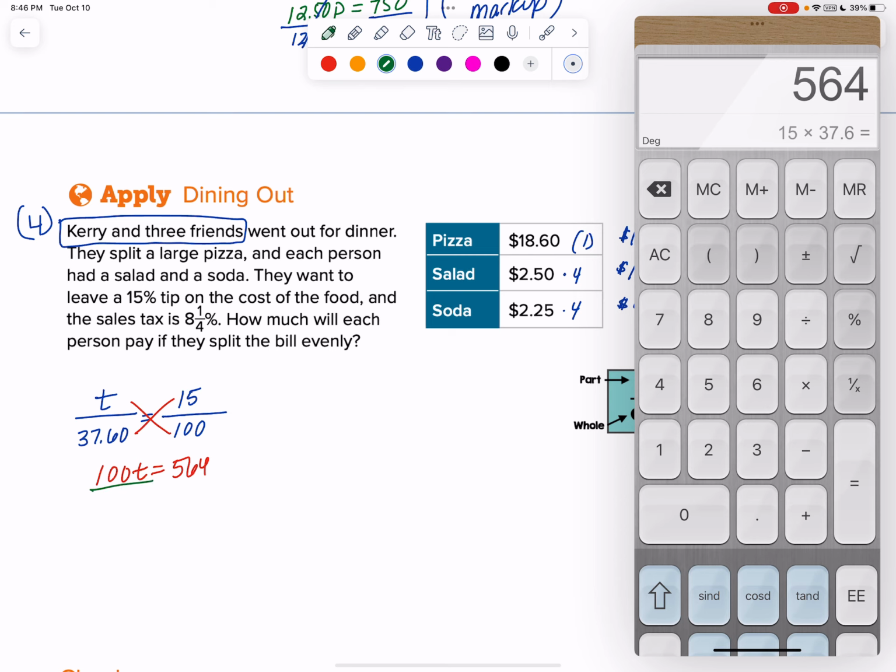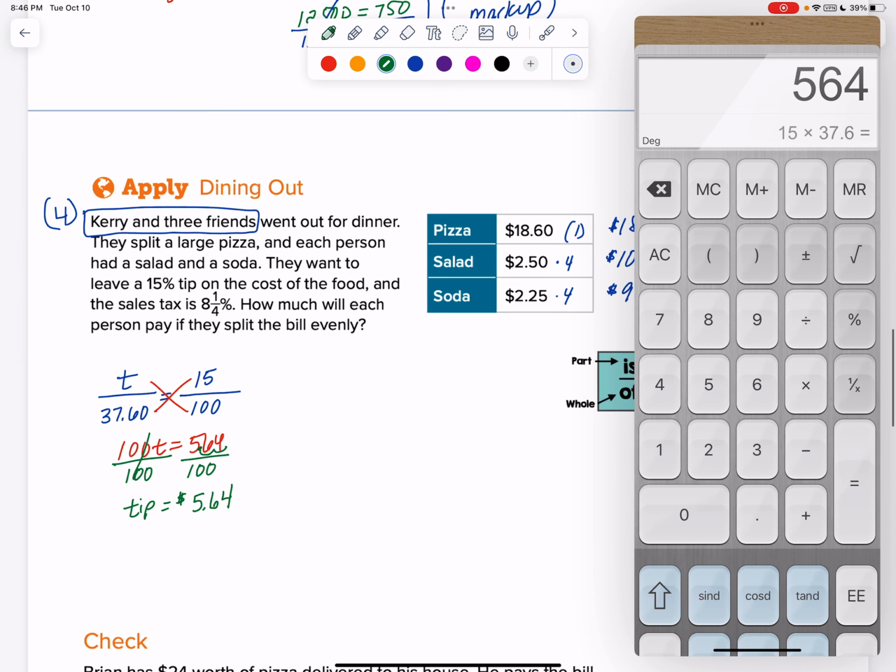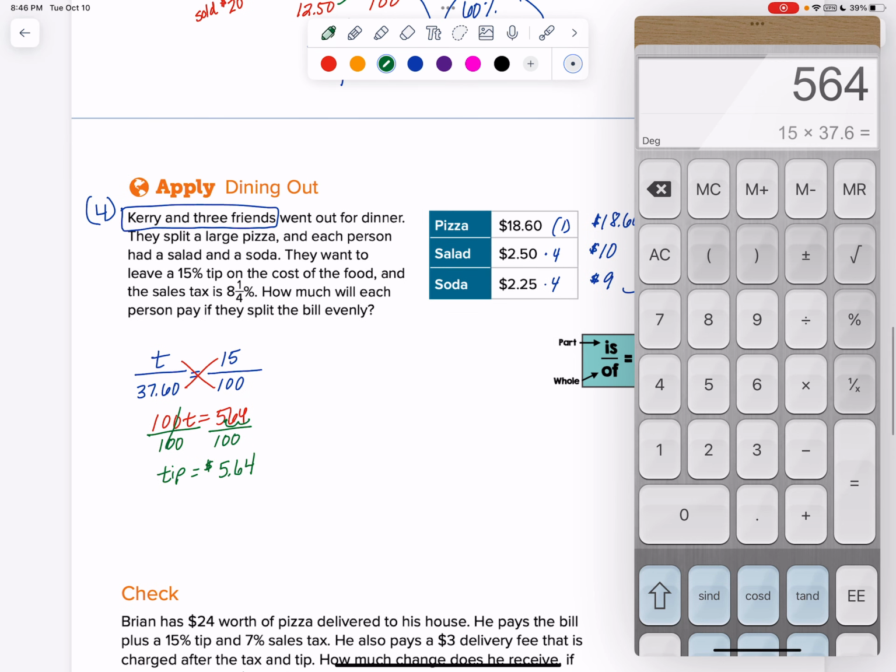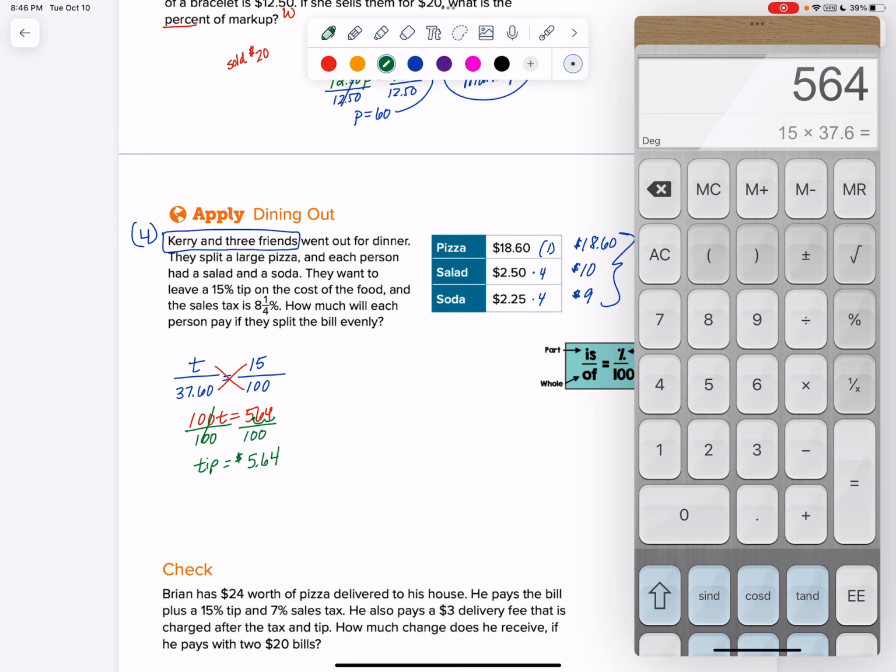And then we can divide by 100 on both sides. Same process as before, nothing tricky. I'm going to label it what it is: my tip equals, dividing by 100 goes to the left 2 spots, $5.64. That's how much tip there is. We also have a sales tax of 8.25%, so we have to calculate what the sales tax is on the food.